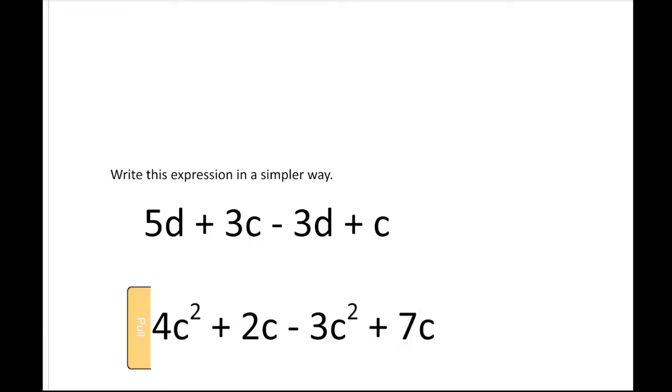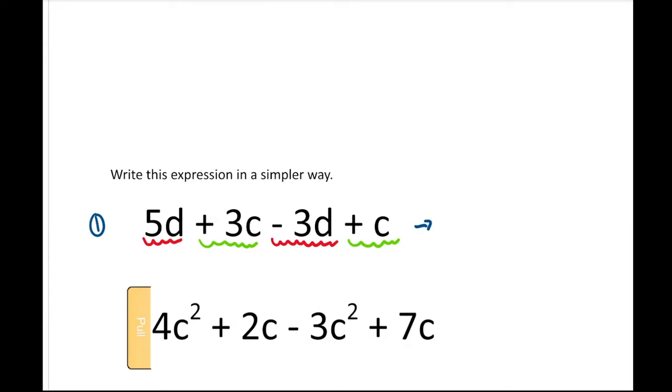So if I look at the first expression here, 5D plus 3C minus 3D plus C, I want to simplify this expression. So what I'm going to do is a similar thing to what I did with the Tim Hortons orders. I'm going to go through and find the parts that are the same. So I have 5D, and that would be paired up with minus 3D, because those would be similar terms. I also have the 3C and another 3C. So I'm going to group those parts together.